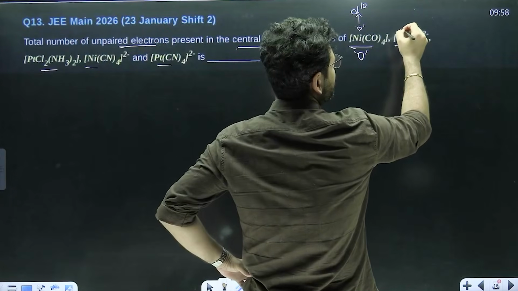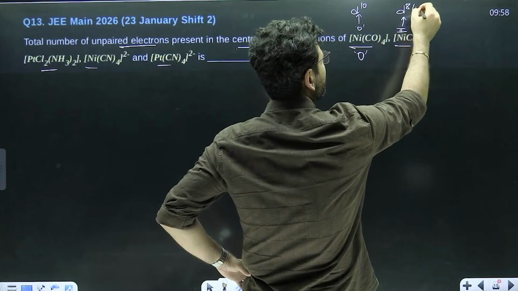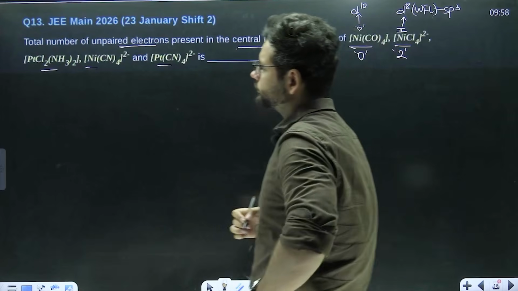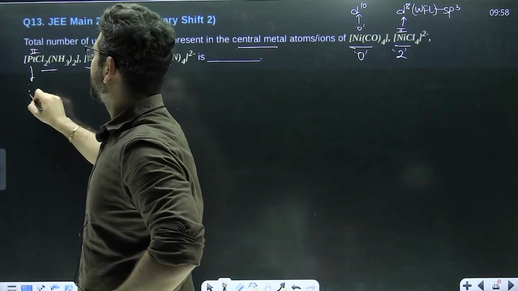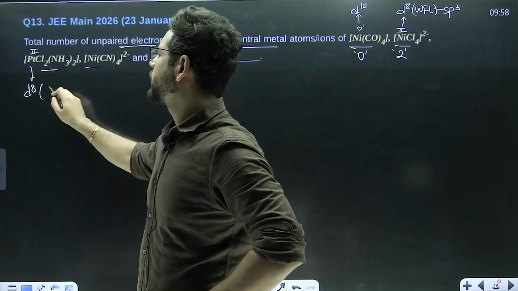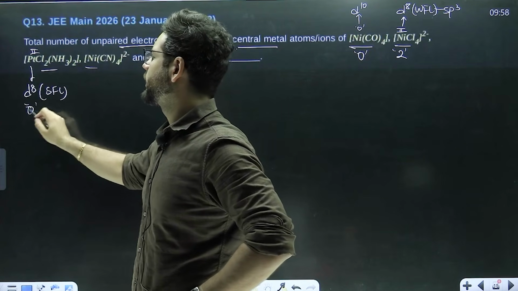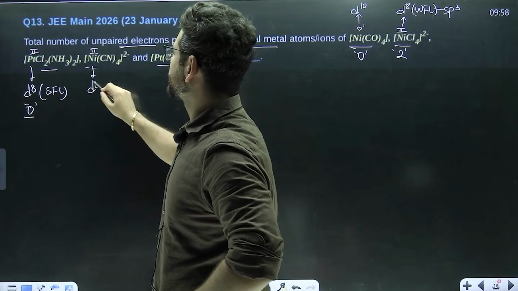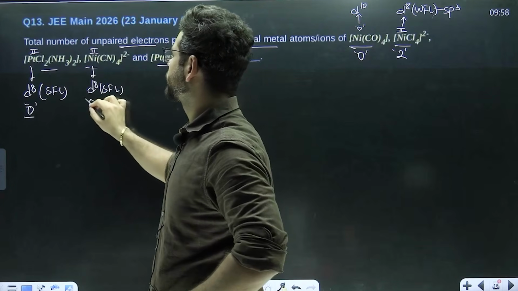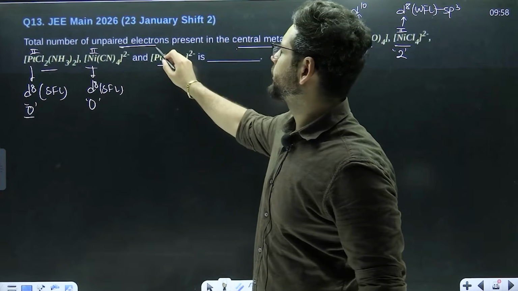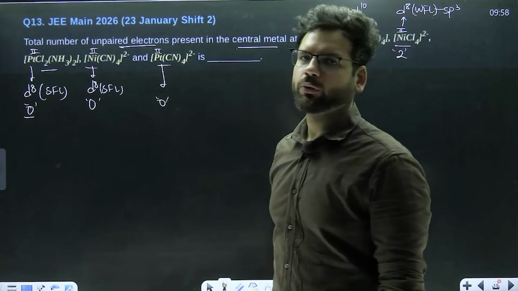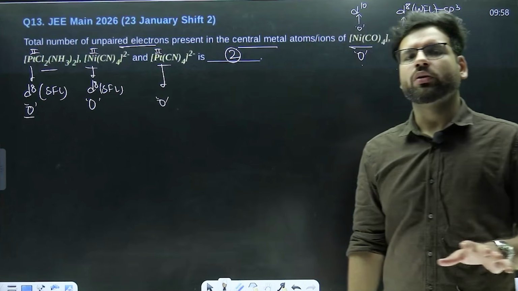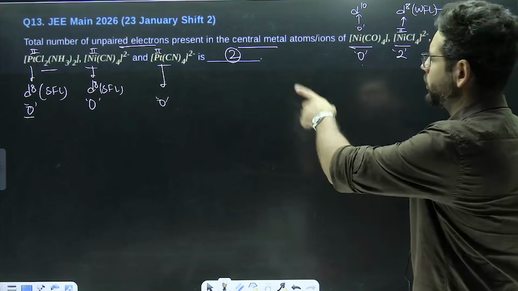Nickel plus 2 means D8. D8 with a weak field ligand will go for sp3, and 2 unpaired electrons will remain. Platinum plus 2, D8. With platinum plus 2, every ligand is a strong ligand, so it will always be diamagnetic, 0 unpaired electrons. Nickel plus 2, again D8, this time strong field ligand, just like the previous one. So here also it will be diamagnetic. Platinum plus 2, again I told you, always diamagnetic, 0. So we have 0, 2, 0, 0, 0. So 2 is the answer. 2 unpaired electrons are there in total in all these complexes together.